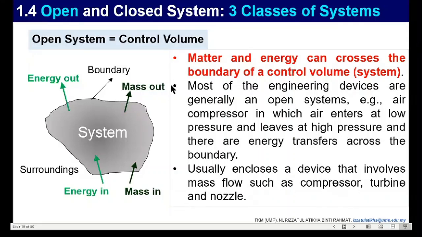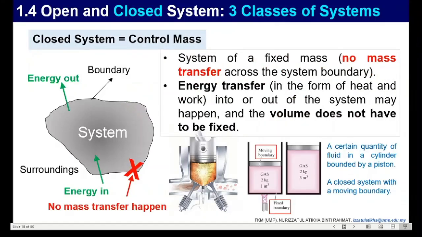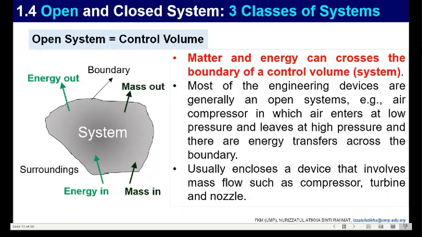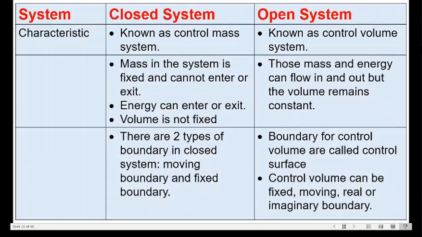So this is the difference between open system and closed system. In a closed system, there is no mass transfer, energy can transfer, and volume does not have to be fixed. However, in an open system, both mass and energy can cross the boundary. However, volume is fixed. Volume is controlled. I already summarized it in here. The closed system is known as the control mass system, and the open system is known as the control volume system.